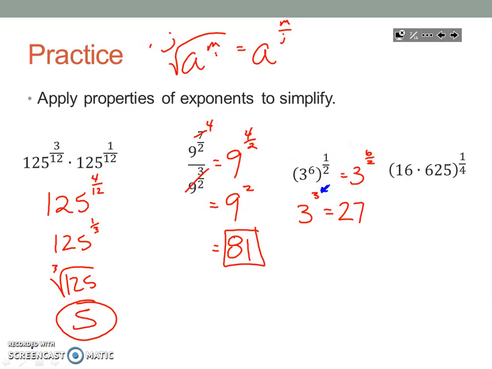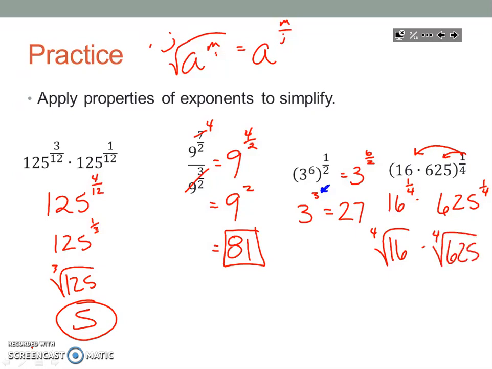Okay, all right. Then my last one, I've got a 1/4 over here. Well, this 1/4 goes to both. So that's 16 to the 1/4 power, and that's 625 to the 1/4 power. 1/4 power means I'm looking for the 4th root. So this is the 4th root of 16 times the 4th root of 625. If you don't know those, you can always plug them in your calculator. 4th root of 16 is 2. 4th root of 625 is 5. And 2 times 5 gives me 10.